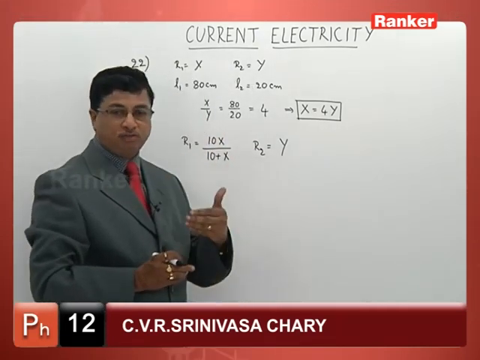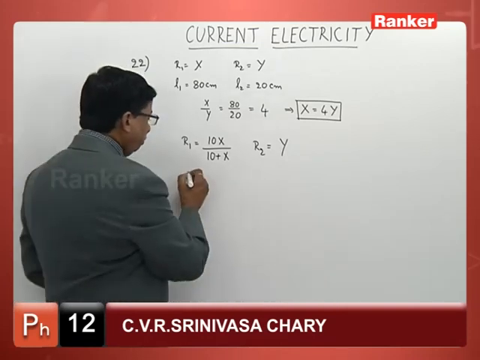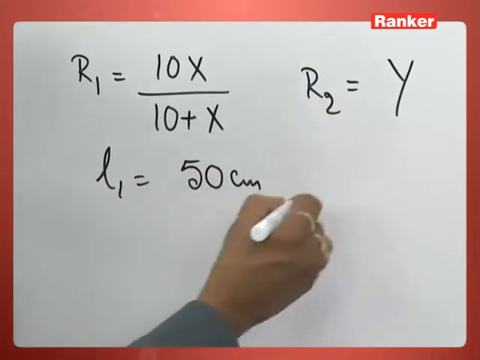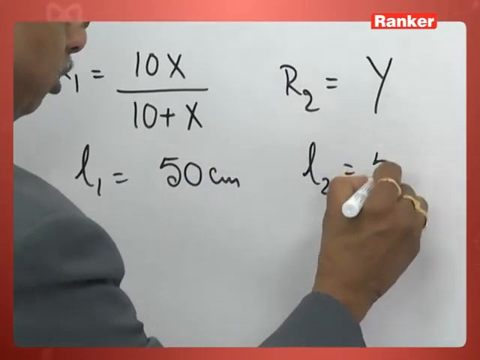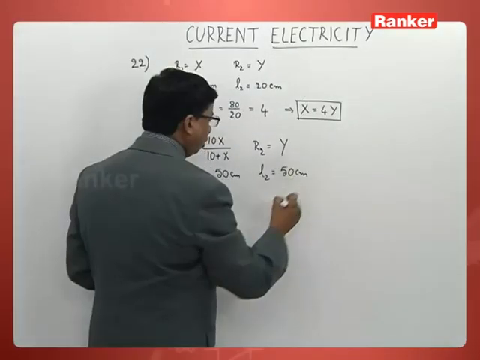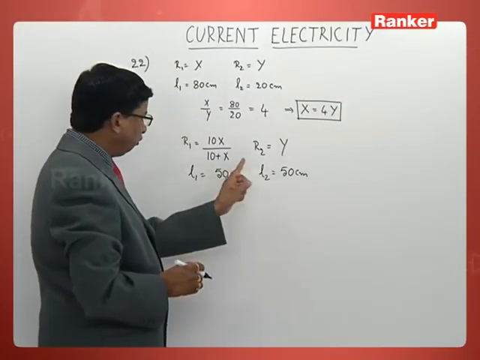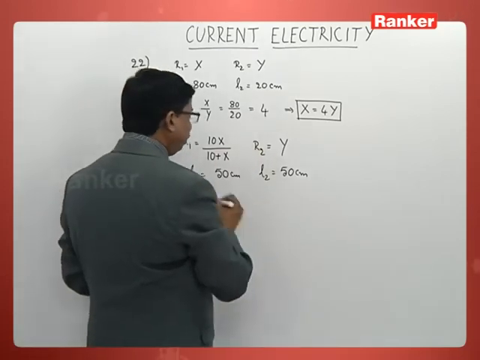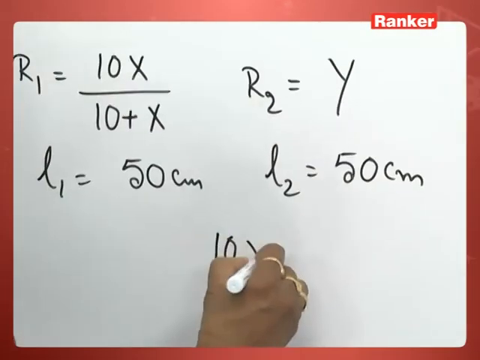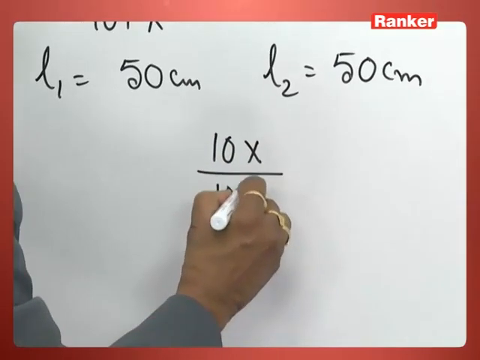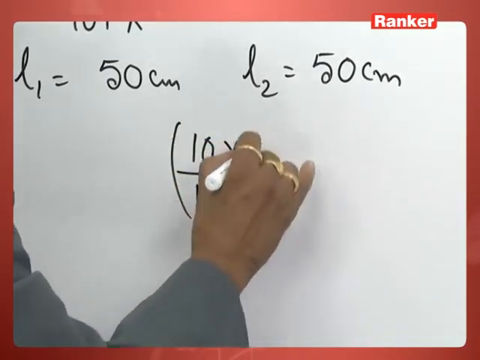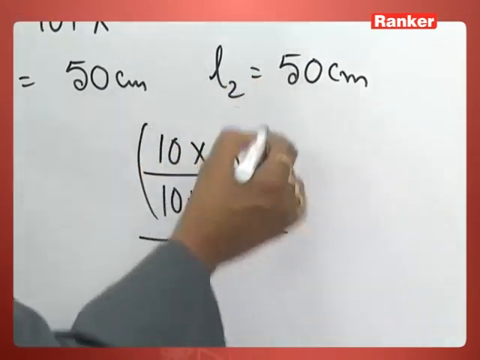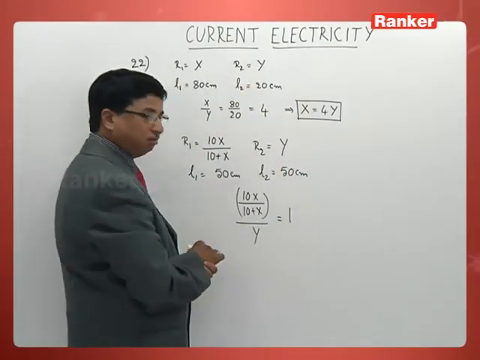What is the balance length now? He said the balance length is 50 centimeter. Then automatically you can understand the remaining length, which is to be called L2, that also will be 50 centimeter. Then what will be the ratio? According to this we can write 10X by 10 plus X, whole divided by Y, must now be equal to 50 by 50, that is 1.